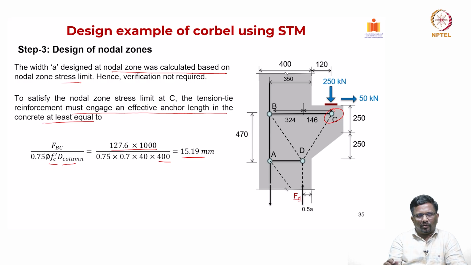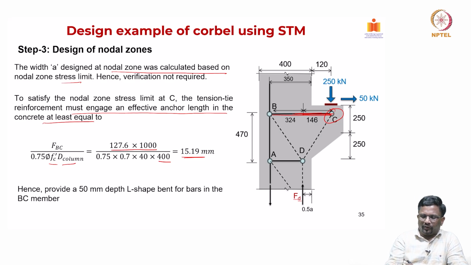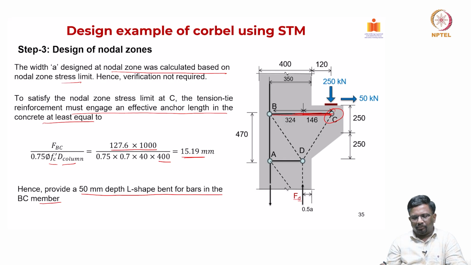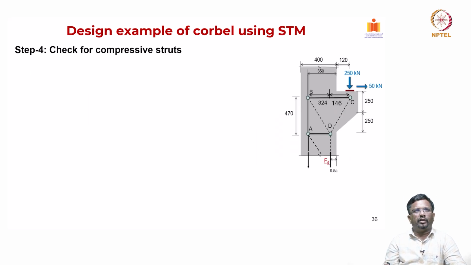So, the tension tie must engage an effective, adequate anchor length, right. This bar BC that we are providing here should have adequate anchor length so that it is not going to come out easily, right. So, this requirement is only 15.19, but we are going to provide 50 mm depth L shaped bend bars as a BC member, right. So, that is one thing.